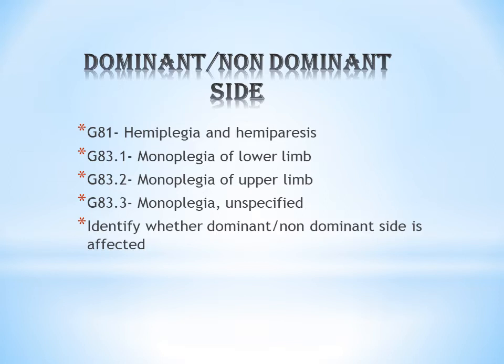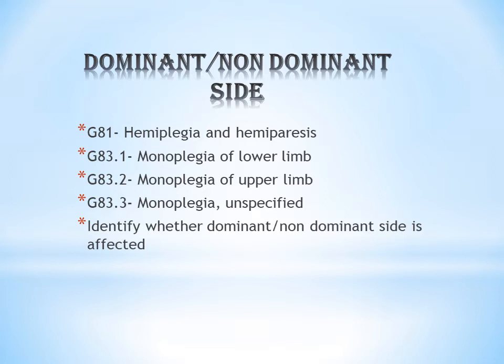G81 is hemiplegia and hemiparesis. G83.1 monoplegia of lower limb. G83.2 monoplegia of upper limb. And G83.3 monoplegia unspecified. So what is hemiplegia and monoplegia?